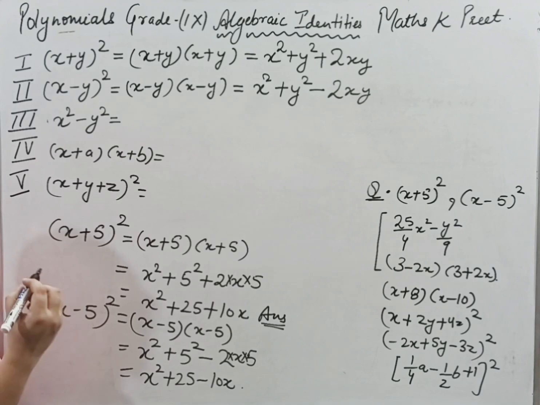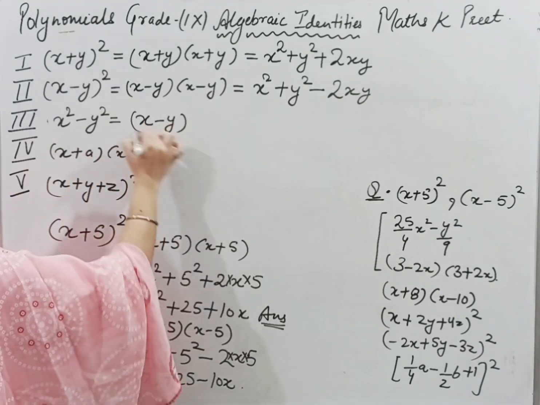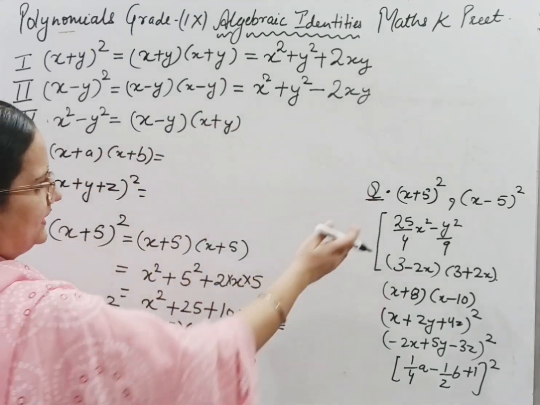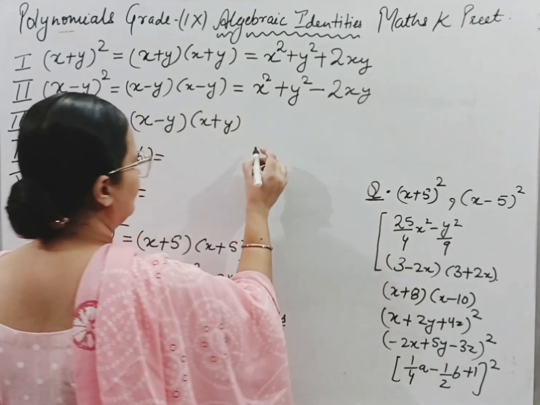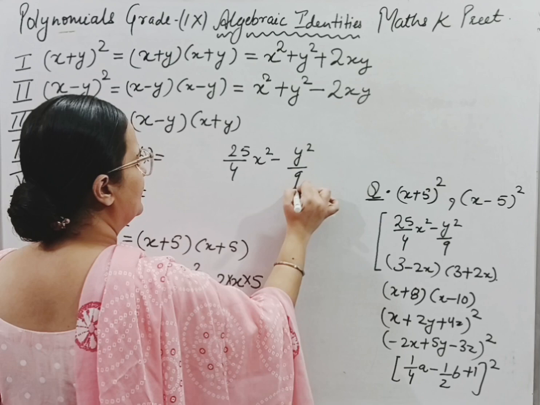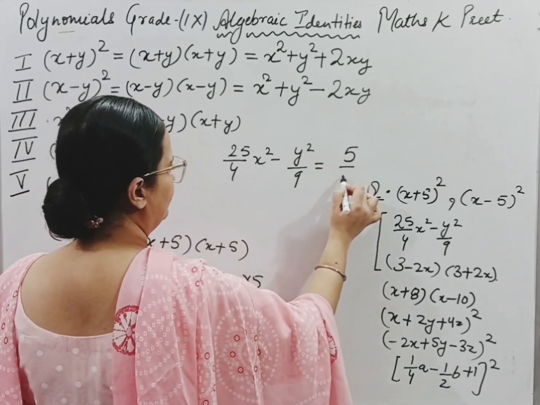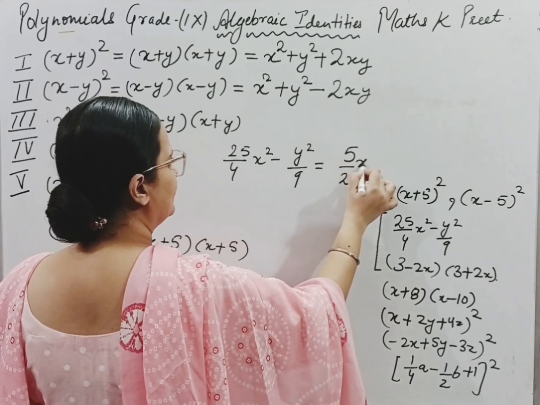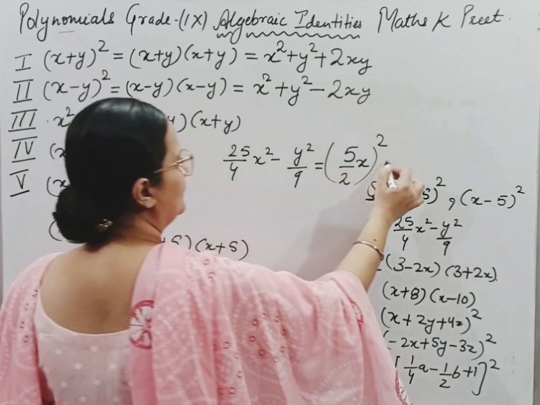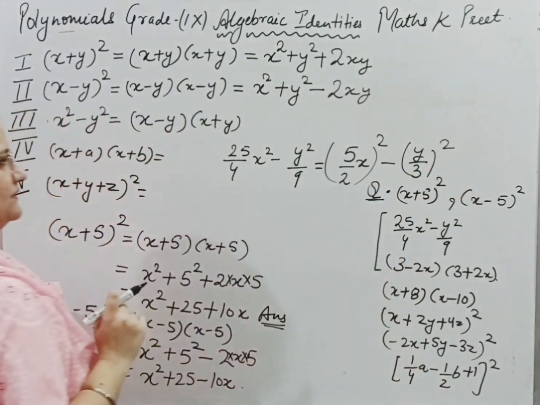Let's see identity number 3. This is x square minus y square. For these two terms, the expansion is (x minus y)(x plus y). These are the factors. Let's say this question I have written here: 25 by 4 x square minus y square by 9. Clearly I can see that 25 can be written as 5 square and 4 can be written as 2 square. x is also in square, so I can write this as (5 by 2 x) whole square. Now this can be written as (y by 3) whole square, since 3 threes are 9.